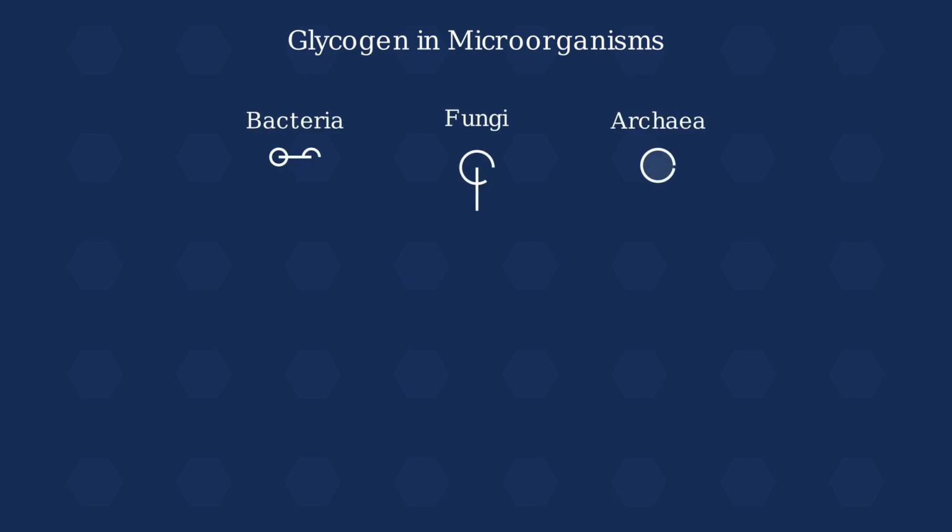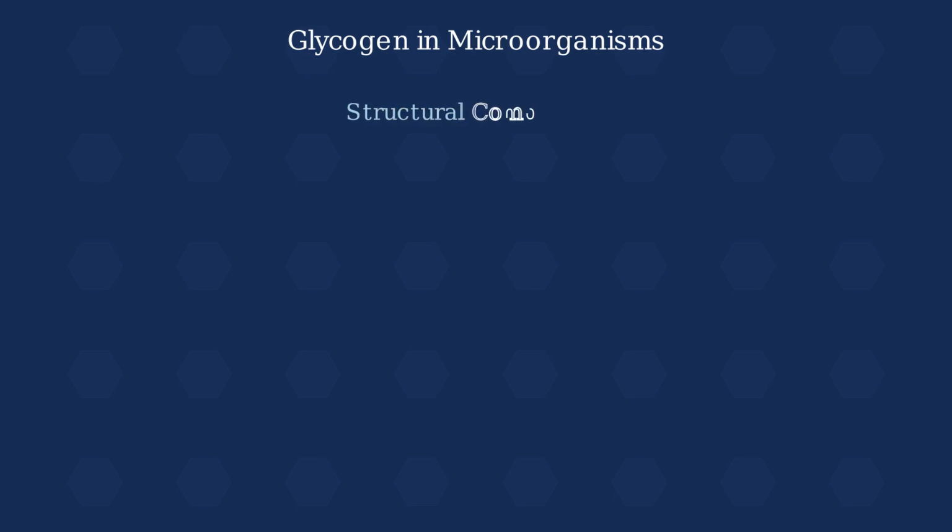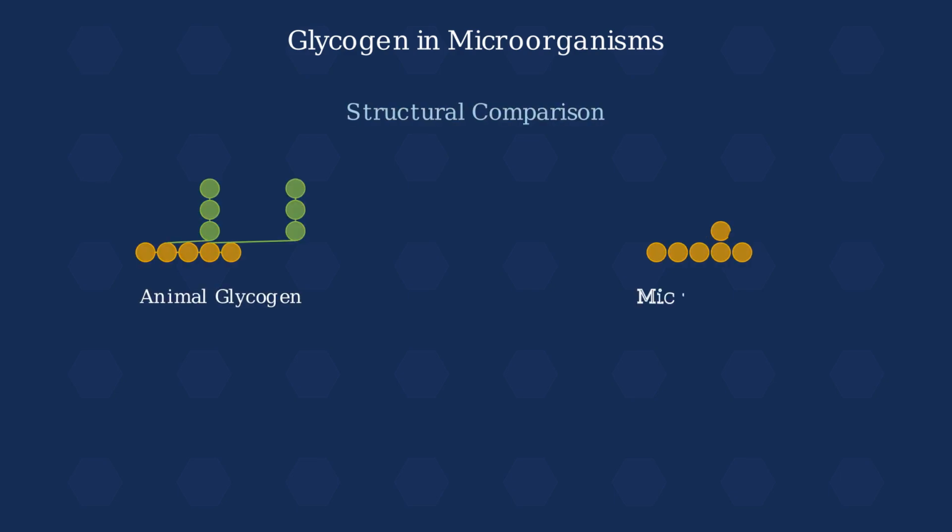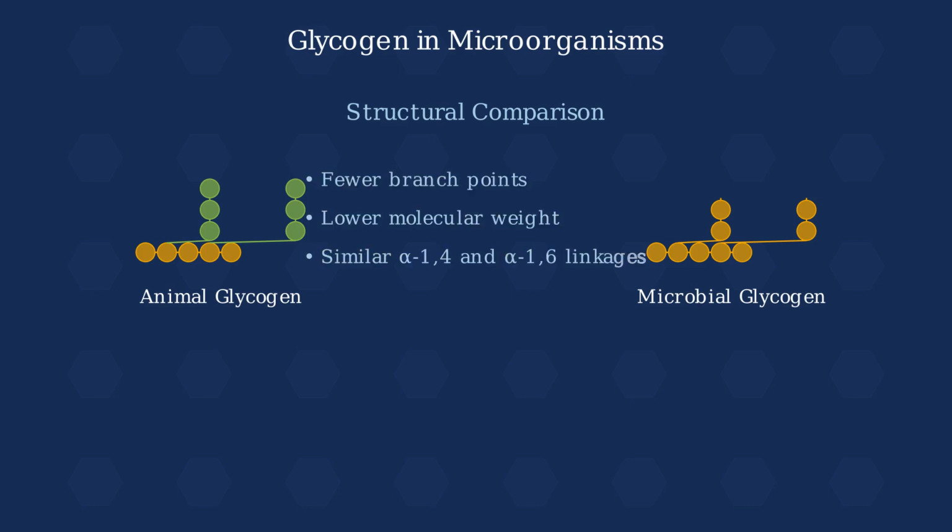Glycogen isn't just found in animals, it's also present in many microorganisms. Glycogen-like polysaccharides are found across bacteria, fungi, and even archaea. Microbial glycogen has a similar structure to animal glycogen, but with some key differences. Microbial glycogen typically has fewer branch points and lower molecular weight, though it maintains the same alpha-1,4 and alpha-1,6 linkage pattern.